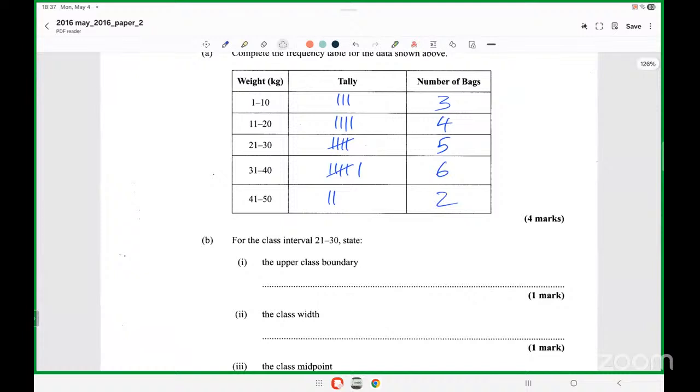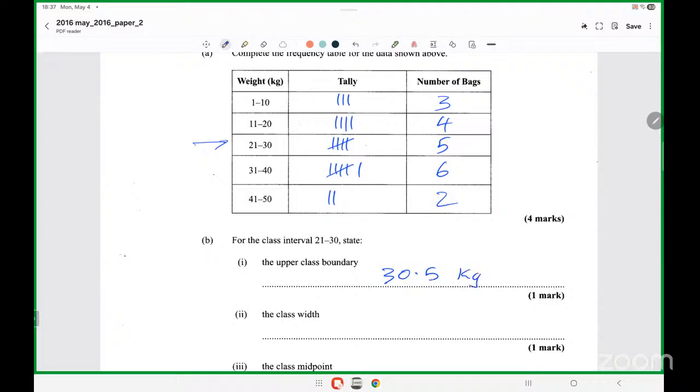All right. Next one says, for the class interval 21 to 30, that's this class interval, what is the upper boundary? The upper boundary is going to be 0.5 more than this, the halfway between this value and this value. See that? So it's 30.5 kilograms. Upper boundary is 30.5 kilograms.